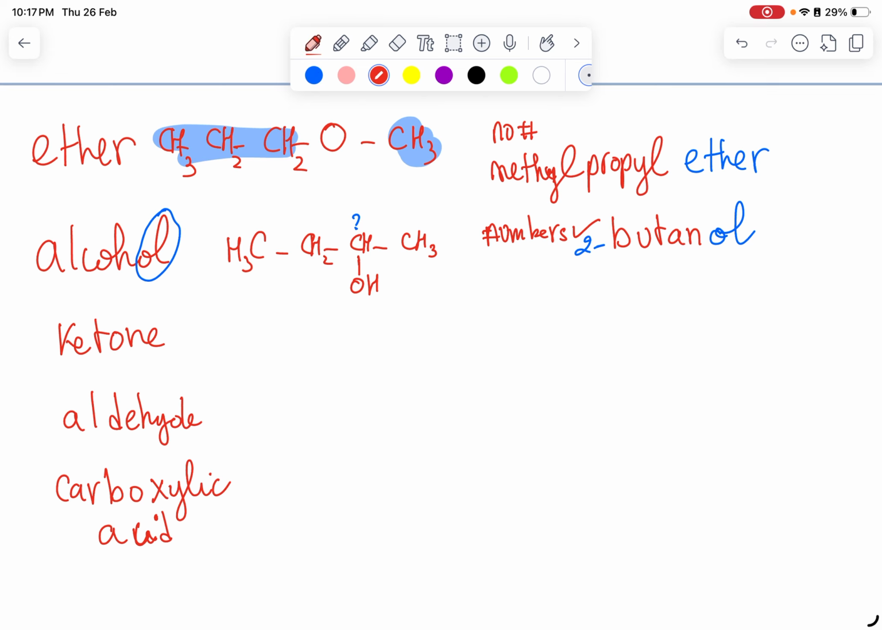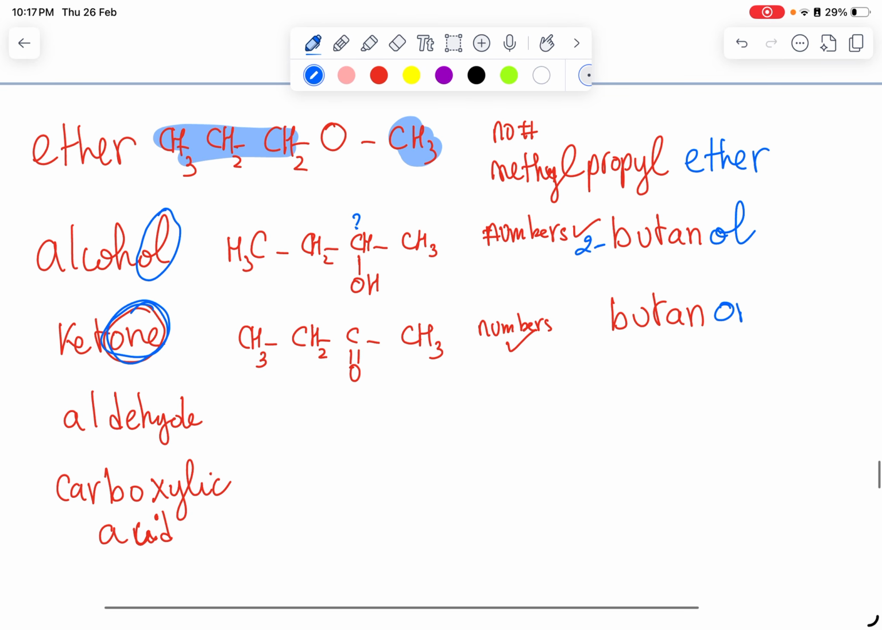Now, if this was a ketone, let's make it a ketone. I'm gonna change this functional group and make it a ketone. Now, the ketone comes also with numbers. You have to put numbers. So instead of butane, you're gonna now say butanone. See? Non. Butanone. And where exactly? On the second, 2-butanone.